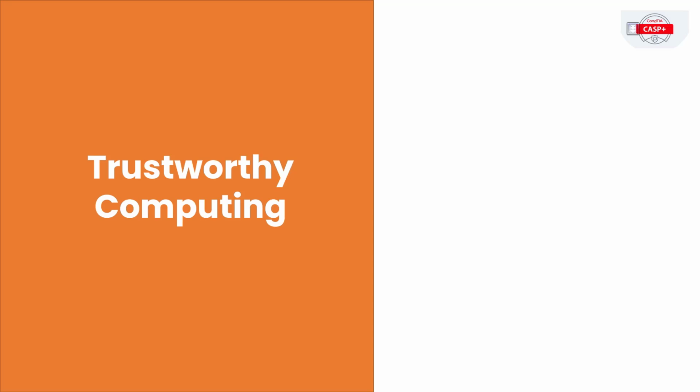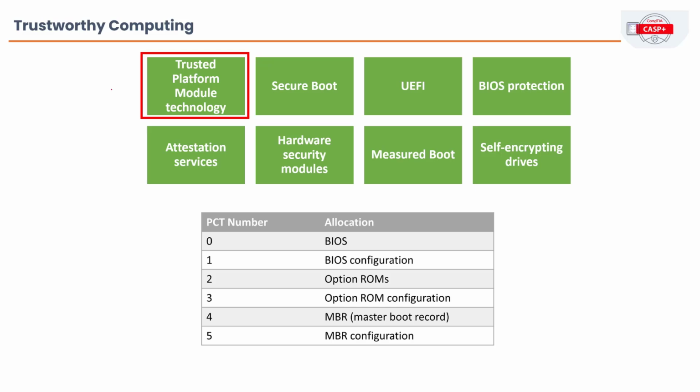Now let's talk about trustworthy computing. So the first one is Trusted Platform Module technology, or TPM, the TPM module. A specific hardware security module, or HSM, known as the Trusted Platform Module, is built into many system boards. This secure module offers secure measurement or value storage in addition to having the ability to process cryptography. The TPM standard is supported by a large number of hardware and software vendors and it's actually a recognized standard.